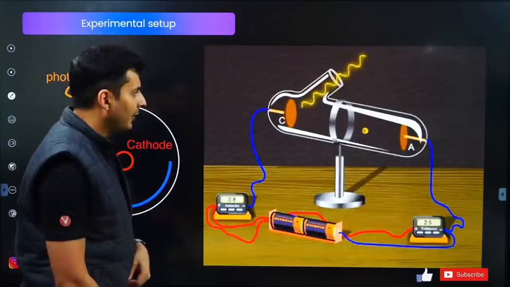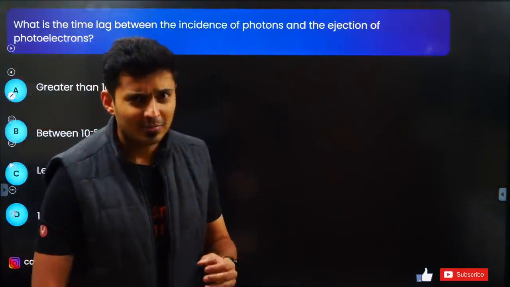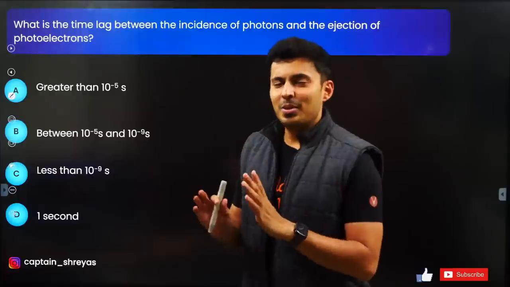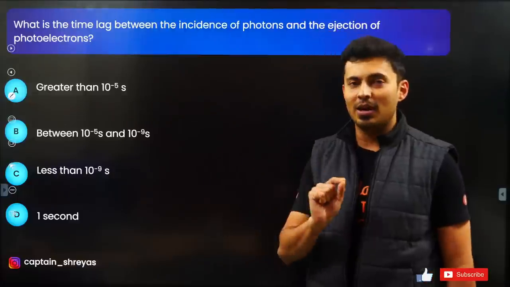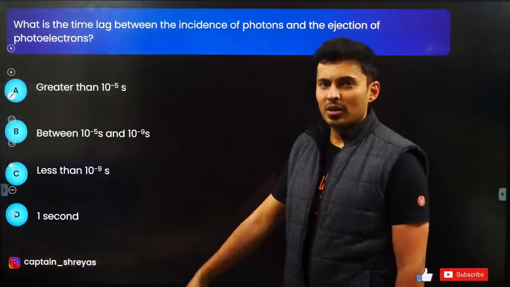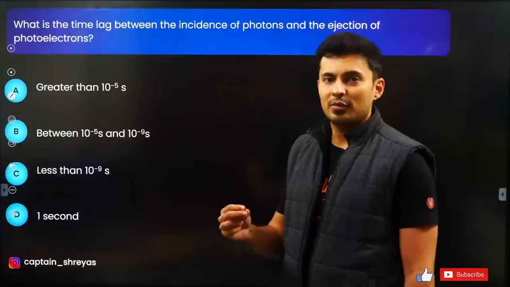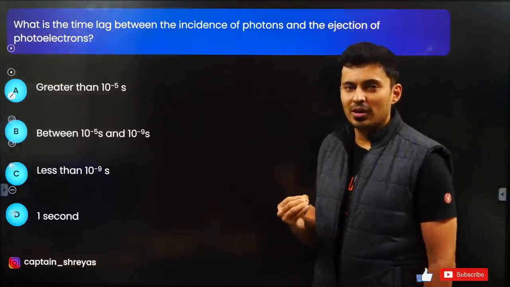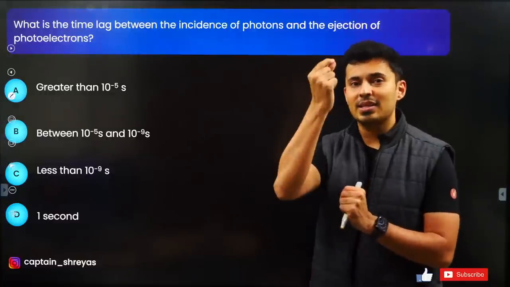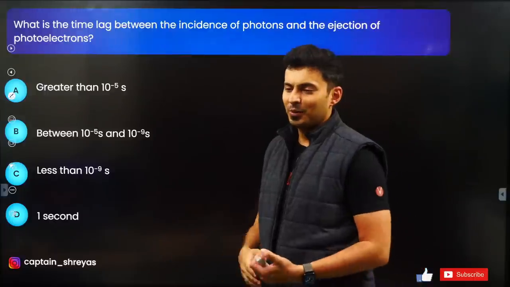Very good. Excellent target. Now, let's do some question just to warm you up. This is basically a fact-based question. It's there in NCERT. It's there in your HC Verma and any standard textbook. This photoelectric effect is a really fast phenomenon. How fast is it? So when the photon falls onto the metallic surface, the electron gets ejected out. How quickly is that electron ejected out? Does anybody know?